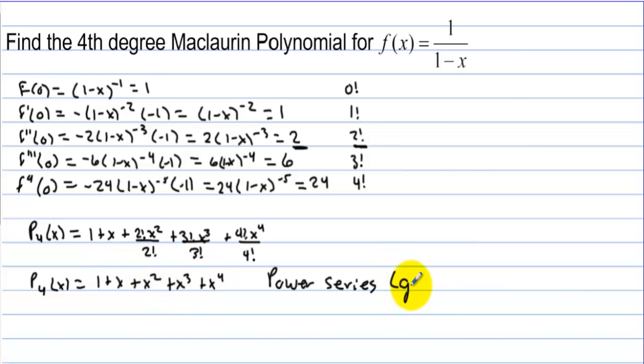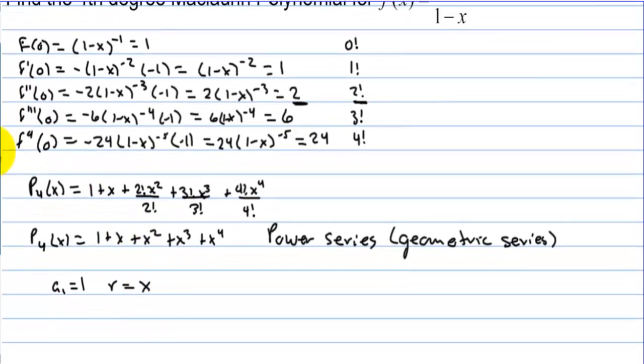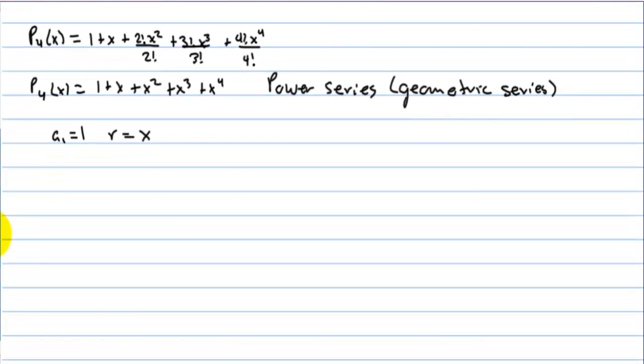This is also a geometric series. Where a sub 1, the first term is 1, and r is x. We're multiplying by x every time. We can write this in summation notation, we have n equals 0 to infinity of a sub 1 times r raised to the nth power.